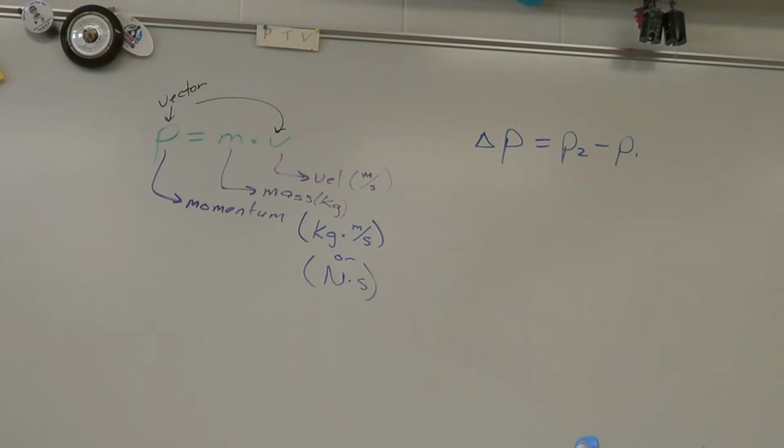So sometimes when we talk about objects, they will come to a rest, which means they end with no velocity, which means they end with no momentum. Or we could say they start at rest, which means they start with no velocity, which means they start with no momentum.